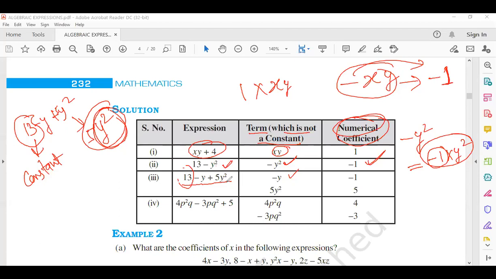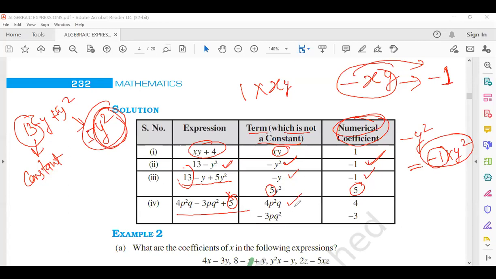Now the terms which are not constant are minus y and y square. Now tell me the numerical coefficient. Over here that will be minus 1 and here the numerical coefficient is 5. Similarly, in this example, the term which is only constant, delete it. What is the remaining term? 4p square q minus 3p q square.